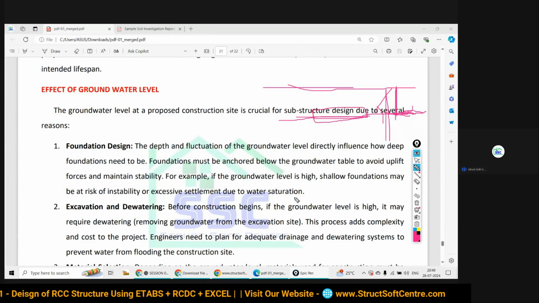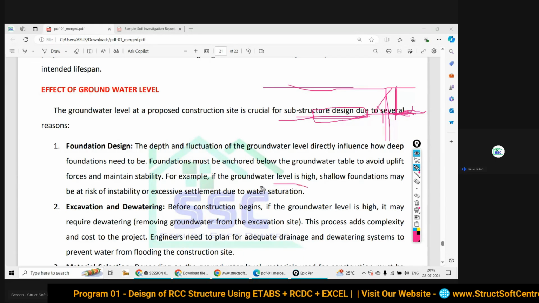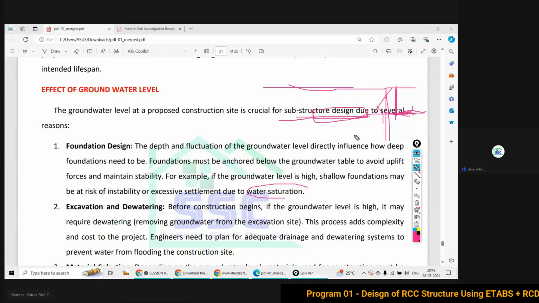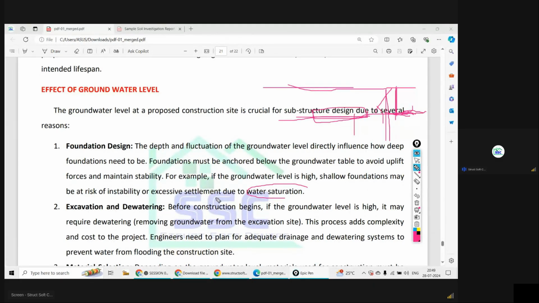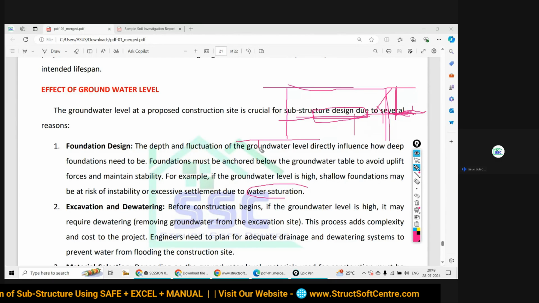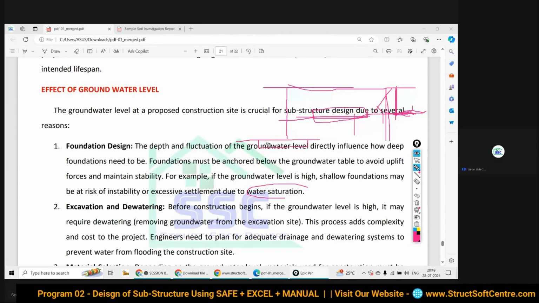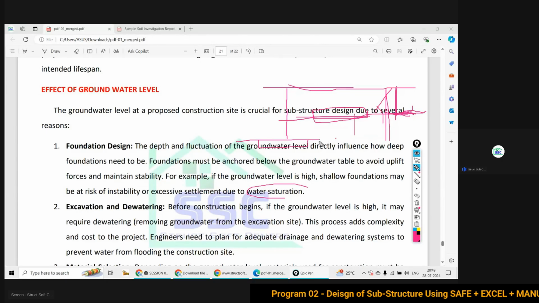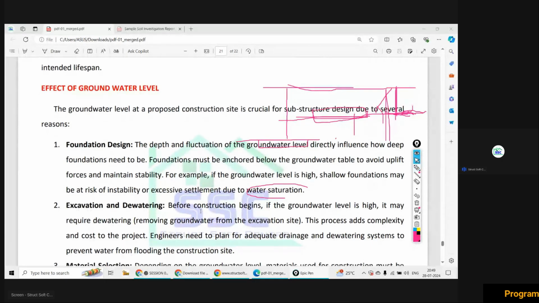Okay, for example, if the groundwater level is high, a shallow foundation may be at risk of instability and excessive settlement due to water saturation. Saturation is going to create uplift pressure, plus the possibility of excessive settlement, because the soil is going to become loose. That's why we go to a greater depth to find a firm strata, until you get hard strata, and then we put the foundation there, and there is no impact of any water through the surroundings.